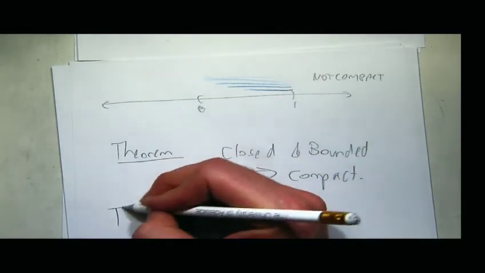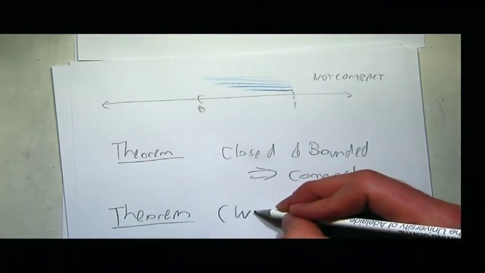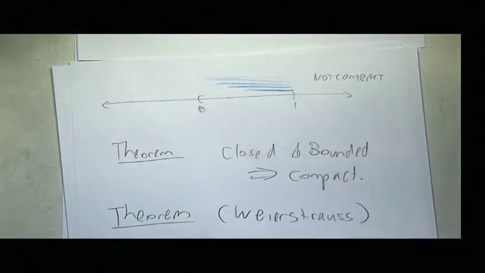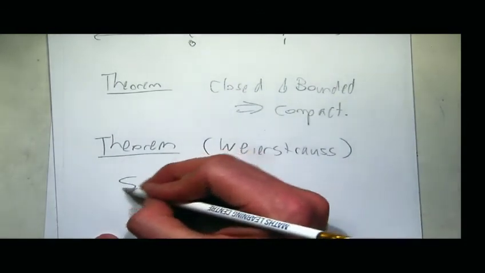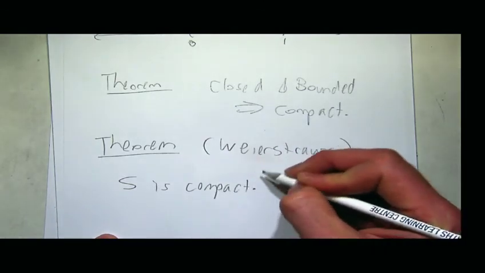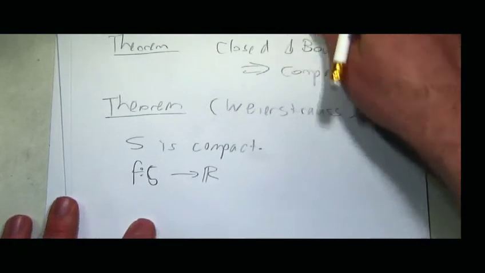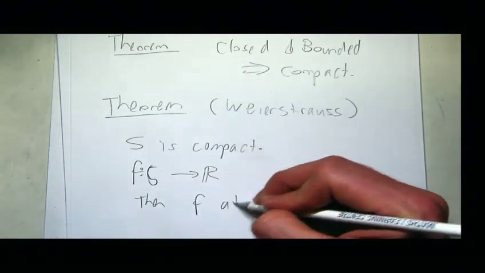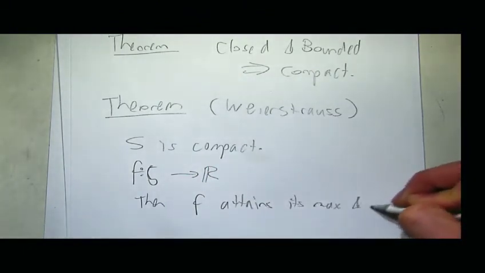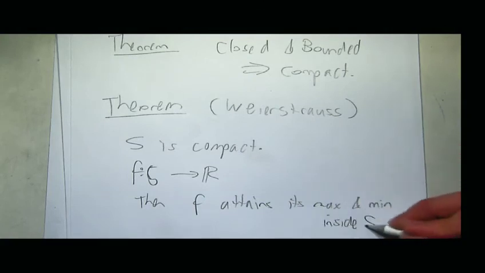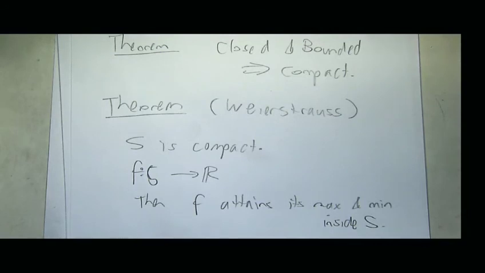Okay, and then there's this final theorem, which is Weierstrass's theorem, which says if S is compact and f sends S to the real numbers, then f attains its maximum and minimum inside S. Sure, some functions have a maximum and a minimum, but because it might be an open set, the maximum might be just on the outside of the set. And so that's what they mean by attaining it inside S.